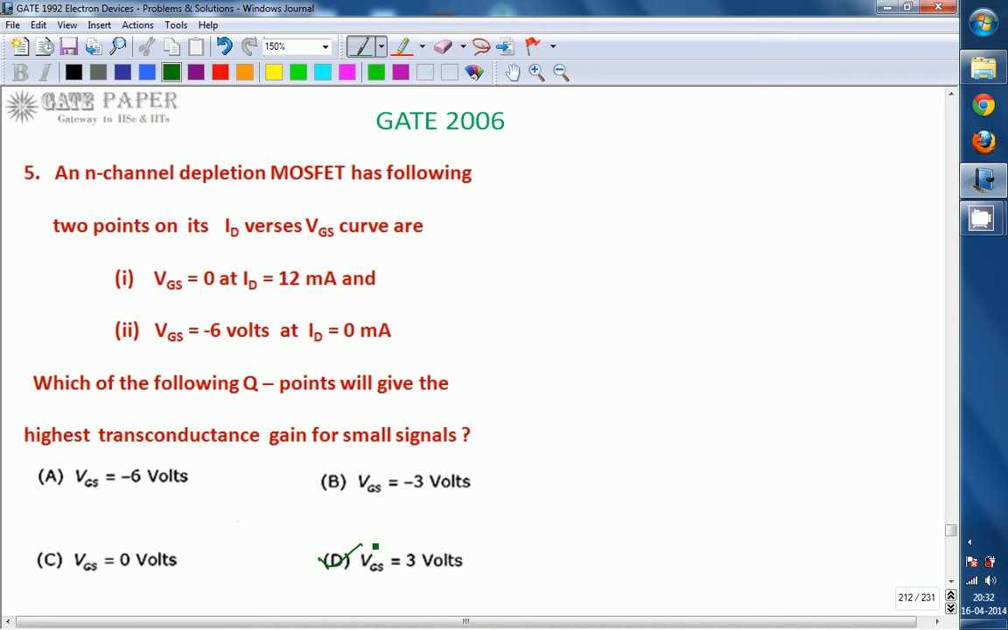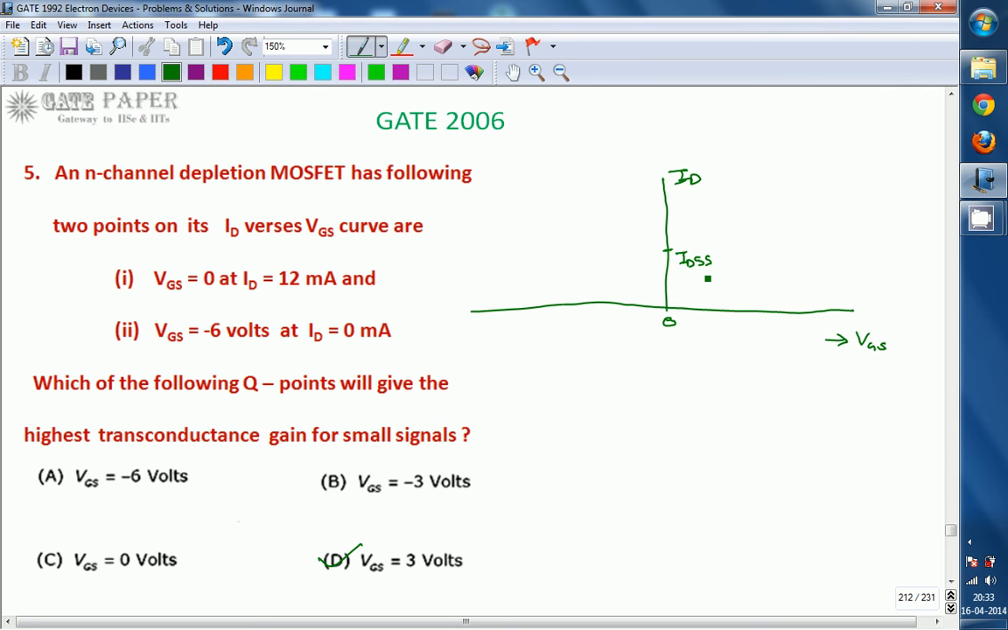We'll see. First of all, we have to draw the transfer characteristics, that is nothing but ID versus VGS for a given VDS. These are transfer characteristics for the depletion mode MOSFET. For the depletion mode MOSFET, the x-axis is VGS and the y-axis is ID. A depletion mode MOSFET is one where a permanent channel exists, so even though you are giving VGS equal to 0, some current flows. That value is treated as IDSS.